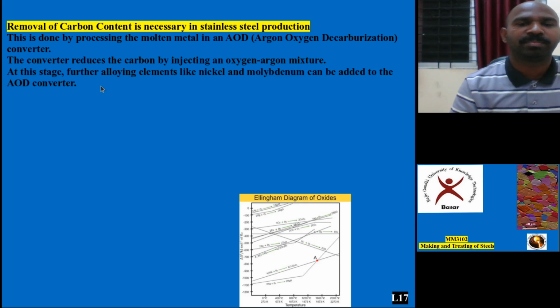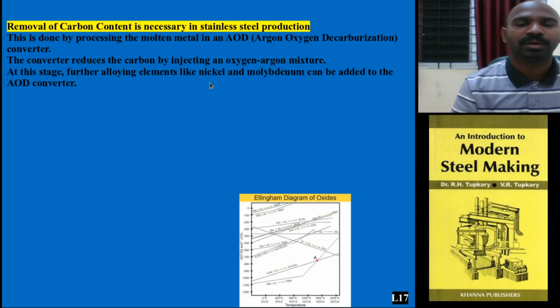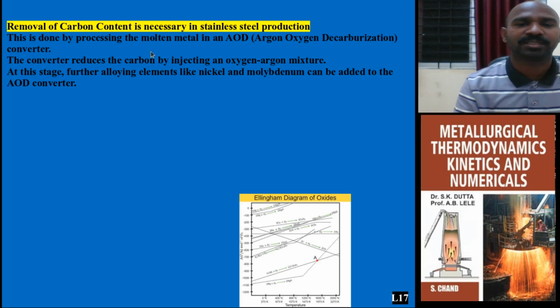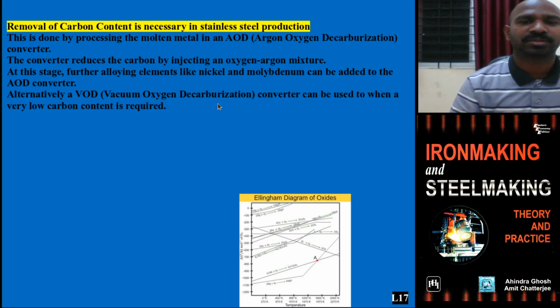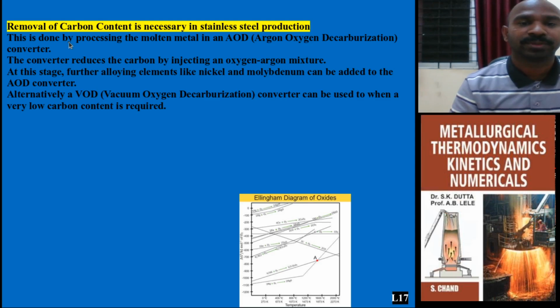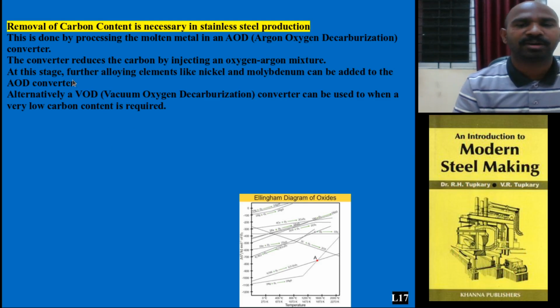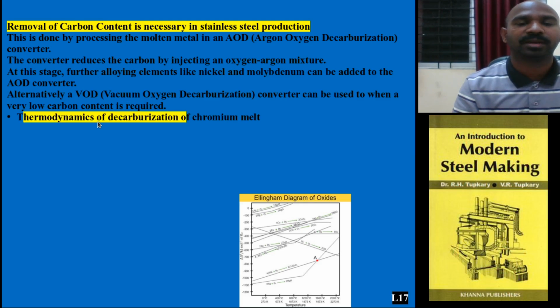At this stage, if you want to add further nickel and molybdenum, these can also be added in the AOD process. As the carbon is going down, you can add these alloying elements to make stainless steel. And if you need very low carbon content, you choose a combination of AOD and VOD. The EAF molten metal from the primary steel making unit uses this combination of converters and produces the stainless steel.